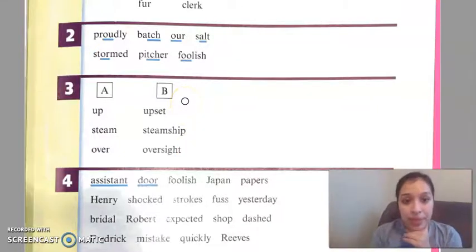So let's look at box B really quickly. So think really big. We did the first part already. First word, what word? Yes, upset. Next word, what word? Yes, steamship. Next word, what word? Yes, oversight. So go back and say all the words the fast way when you're done to make sure you can do this without any errors.